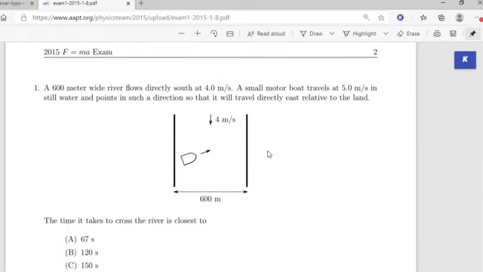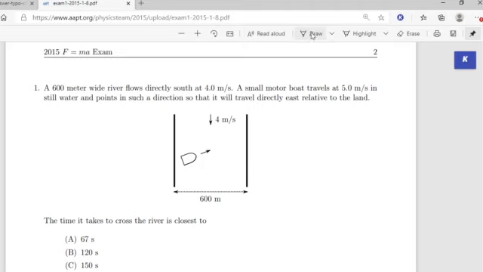Okay, first question. A 600-meter river flows directly south at 4 meters per second. A small motorboat travels at 5 meters per second in still water. Oh, that's how fast it is in still water. Okay. And points in such a direction that it will travel directly east relative to the land.